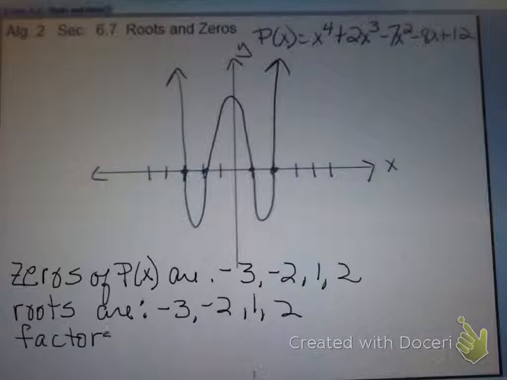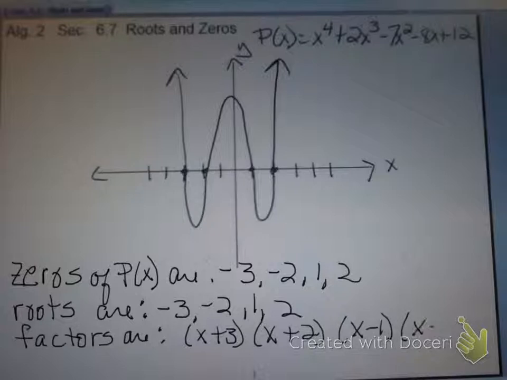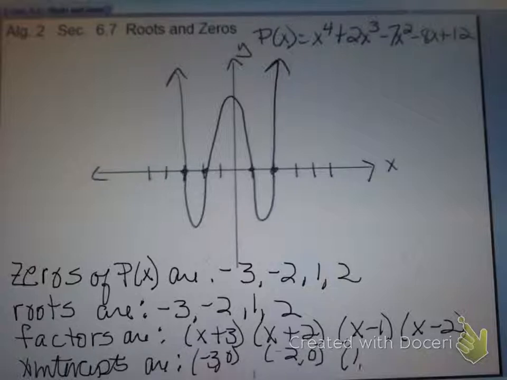The factors are x plus 3 times x plus 2 times x minus 1 times x minus 2. The x-intercepts are (-3, 0), (-2, 0), (1, 0), and (2, 0).